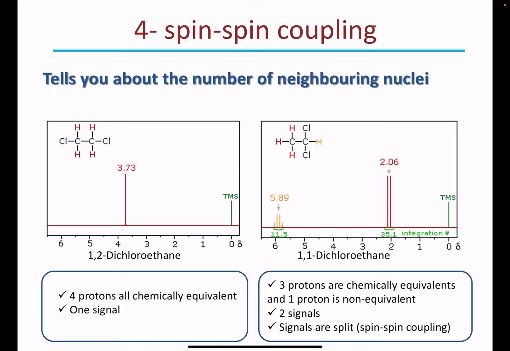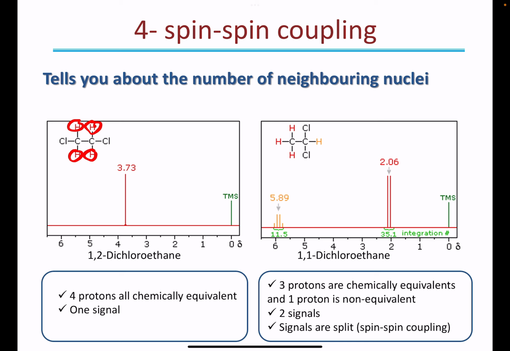So if you have a compound like 1,2-dichloroethane, you expect to have only one signal. We expect to have one signal because all the four protons are chemically equivalent. And this signal will not be split because these are chemically equivalent protons, and chemically equivalent protons do not split the signal for each other.